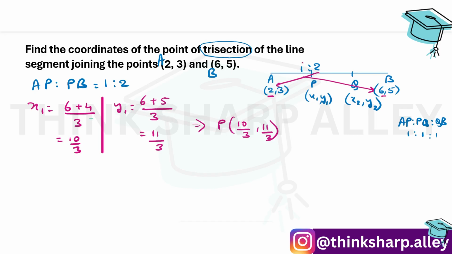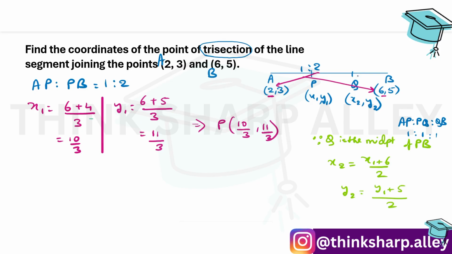Now notice one thing. Q is the midpoint of PB. So you can definitely use the midpoint formula to find out the value of x2, which is x1 plus 6 by 2, and to find out y2 you can use y1 plus 5 by 2, right? Sum of the x coordinates of the endpoints by 2 and sum of the y coordinates of the endpoints by 2. That is what we have learned before. Or you can go with the ratio.